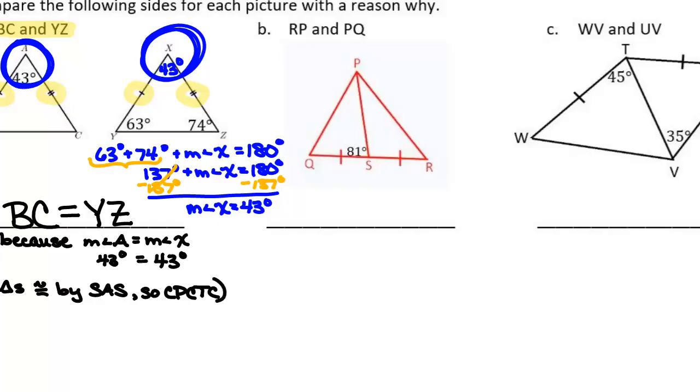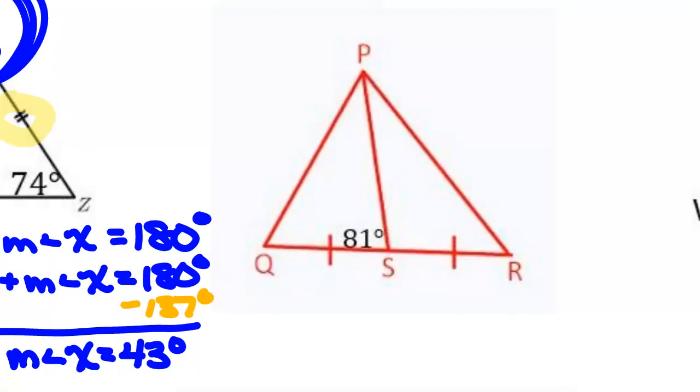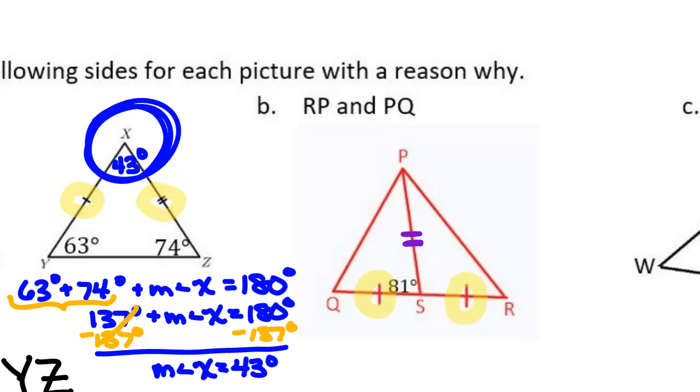All right, let's look at B. I see a congruence mark here on QS, and it's congruent to this right here, SR. But if we're going to use the Hinge theorem, I need two sides of one triangle congruent to two sides of another triangle. Where could I get my other side from? In the middle, PS. It's a shared side, so it belongs to both triangles. So it is congruent to itself. So we're going to mark it with a congruence mark.